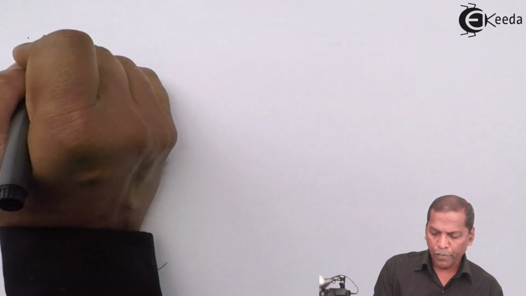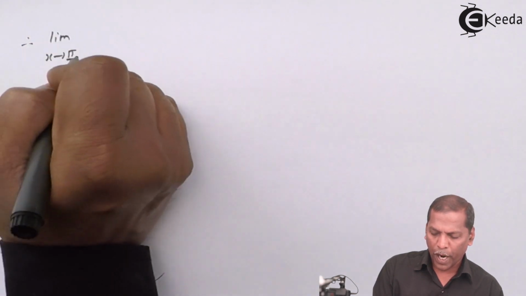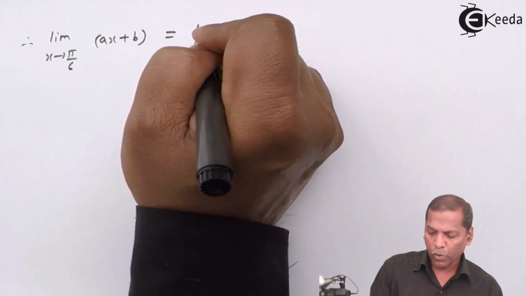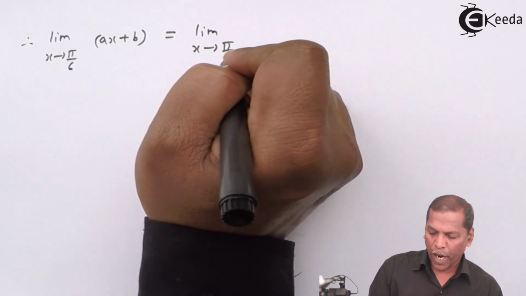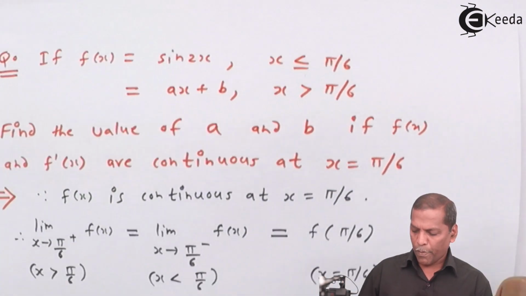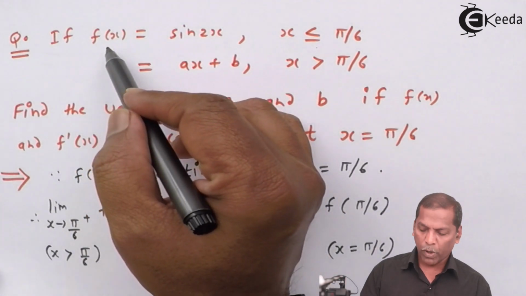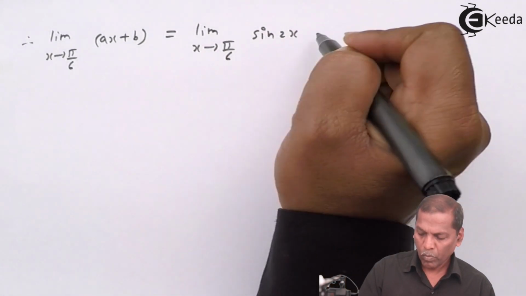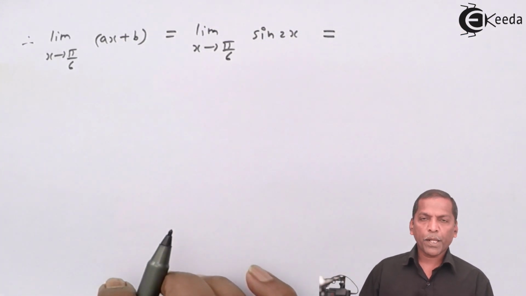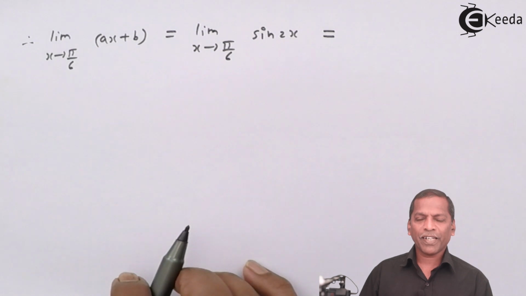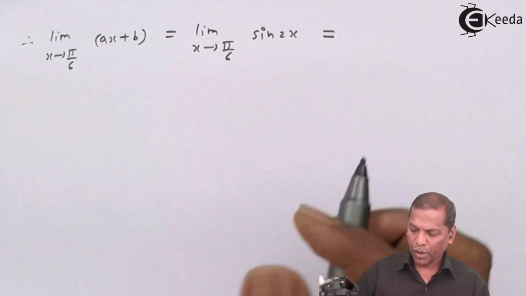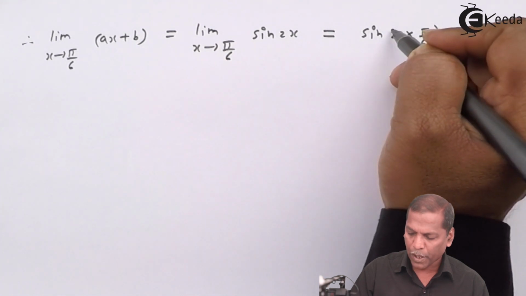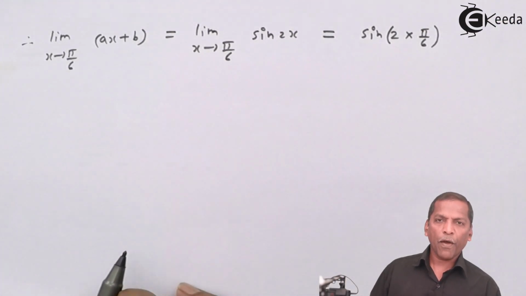So the next step will be limit x tends to pi by 6, f(x) is replaced by ax plus b, that equal to limit x tends to pi by 6. Now for x less than pi by 6, we have f(x) equal to sine of 2x. And that equal to, now at x equal to pi by 6, again we have the same function, f(x) equal to sine of 2x. So we write sine of 2, and for x we substitute pi by 6. So that gives the value of f of pi by 6.